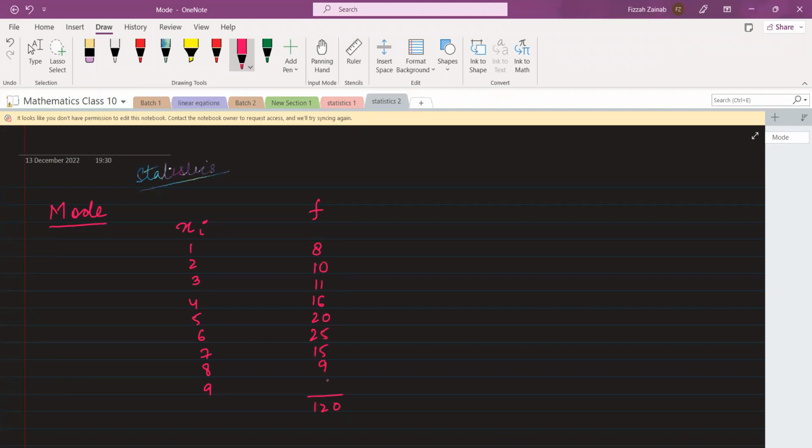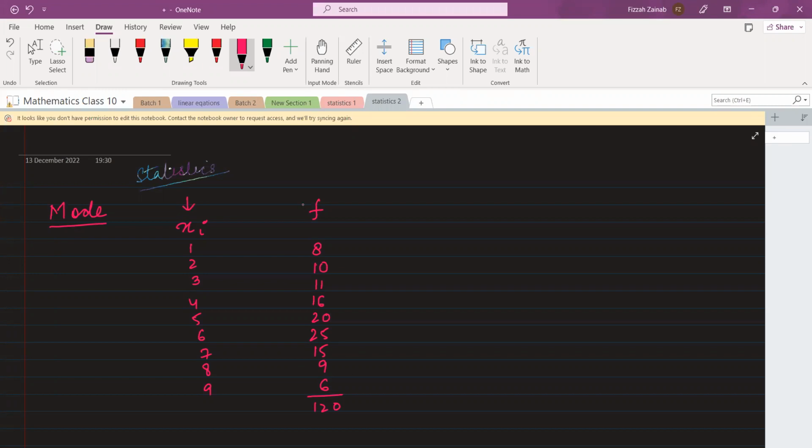15, 9, and 6. Okay. So mode is basically, out of your xi, whichever is occurring the maximum number of times, that is the mode of this data.